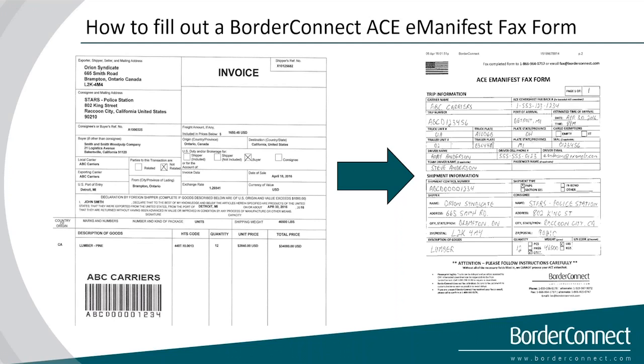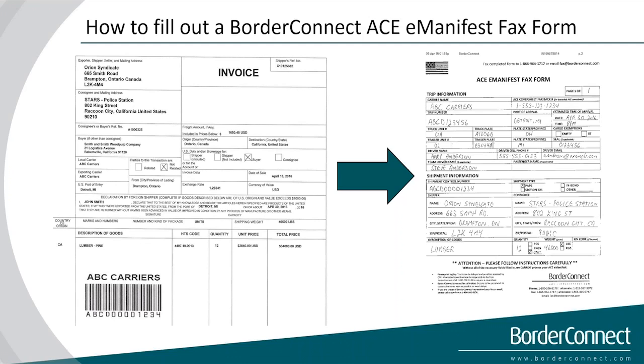So for the shipper, he used, at the top left of the invoice, Orion Syndicate. So that's where the exporter, shipper, seller, and mailing address is, as you can see by this invoice. And he put that in, which is correct. He followed that exactly. For the consignee and mailing address, it's going to California, it looks like at Stars Police Station. So right away, he's able to know exactly where he's picking up and exactly where this shipment is going. And he entered it correctly.